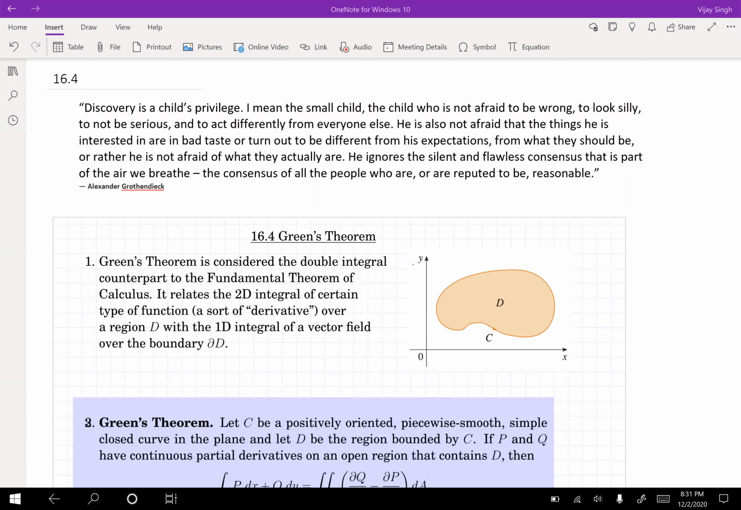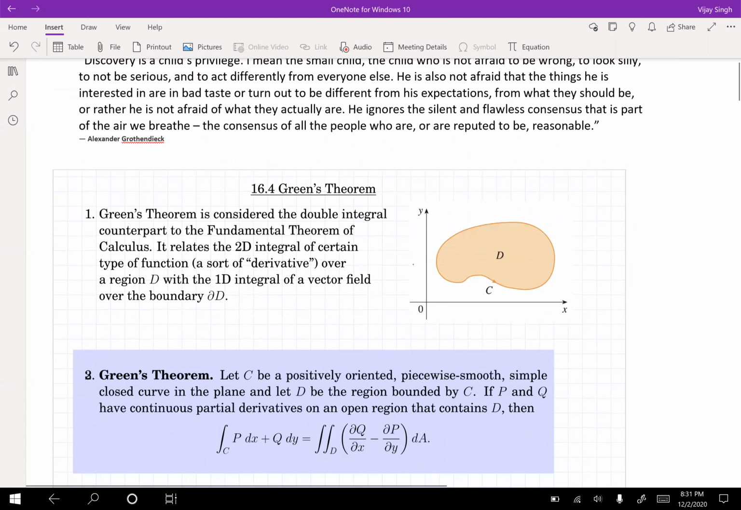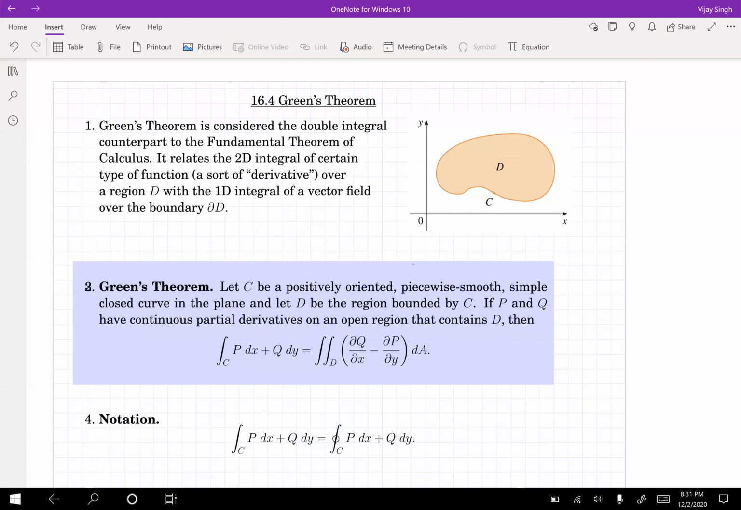Okay. So with this quote, we start with Green's theorem. So what is Green's theorem? Green's theorem can be thought of as a generalization of the fundamental theorem of calculus. Note that if you have the integral from a to b of f prime x dx, then this is the same as the antiderivative of this evaluated at the endpoints.